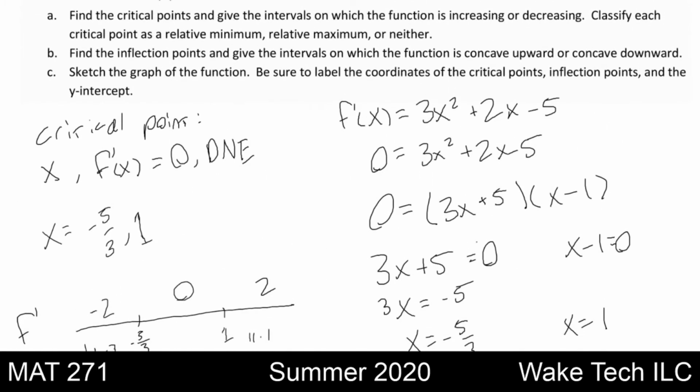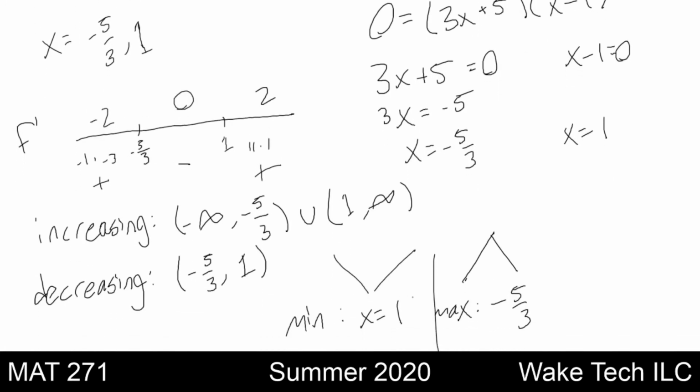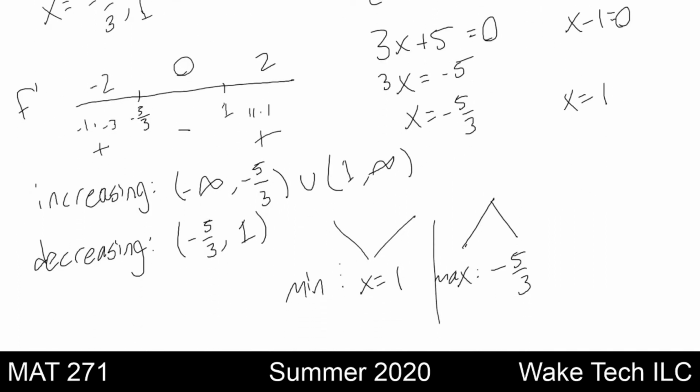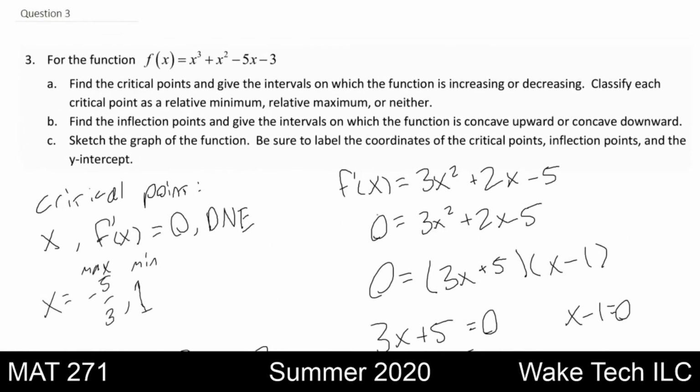All right. Now that we've identified each critical point, we can simply provide those as our answers. We'd say this is a min and this is a max, or circle these answers down here. That's part A for us.